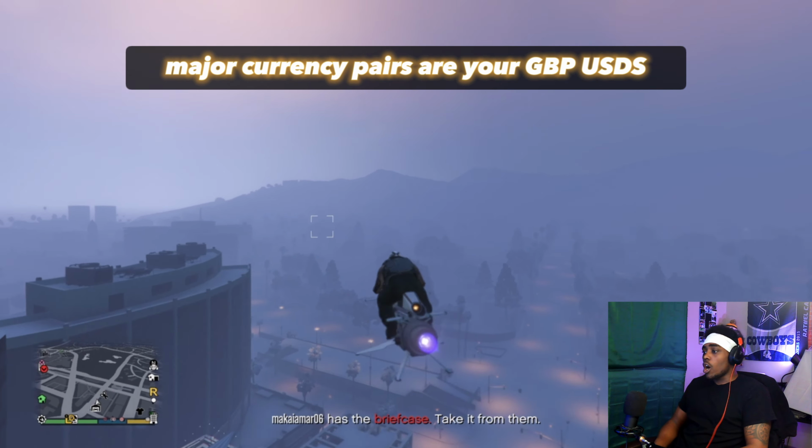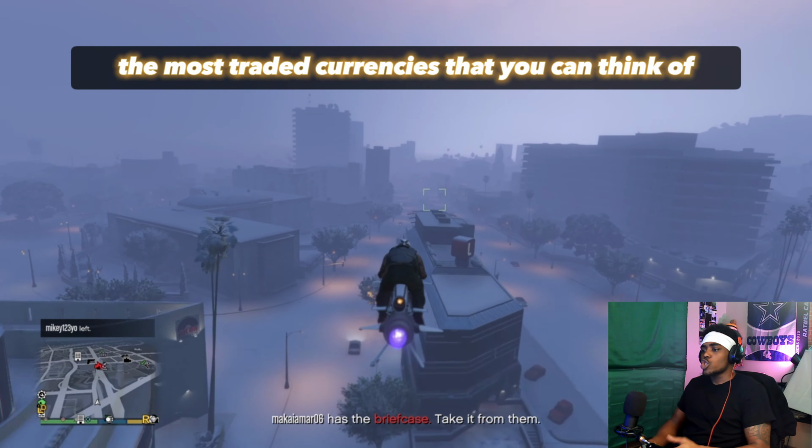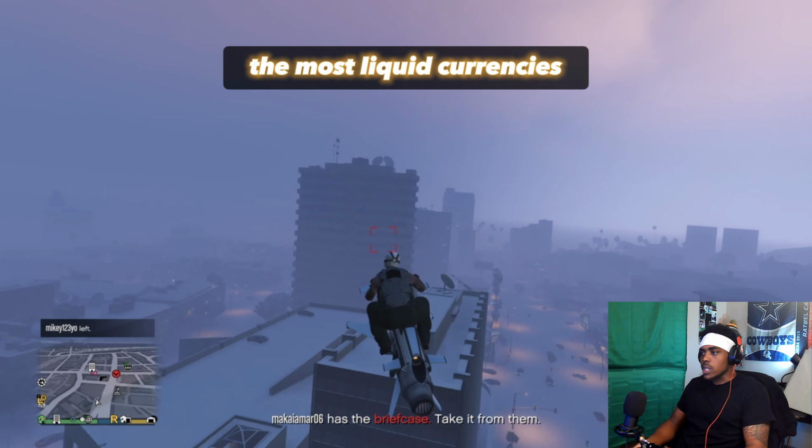Major currency pairs are your GBP/USD, USD/CAD, right? The most traded currencies that you can think of, the most volatile currencies, the most liquid currencies.